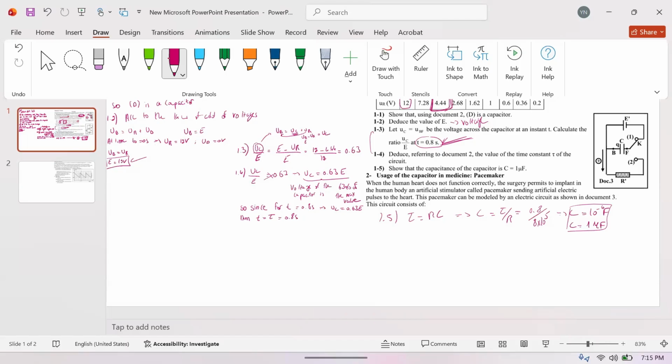Okay, so usage of the capacitor in medicine. When the human heart does not function correctly, the surgery permits to implant in the human body an artificial stimulator called a pacemaker, sending artificial electric pulses to the heart. This pacemaker can be modeled by an electric circuit as shown in document 3. This circuit consists of, obviously, a battery E prime. It's not the same as E above. We have a new resistor R prime, we have C, and we have the switch K.